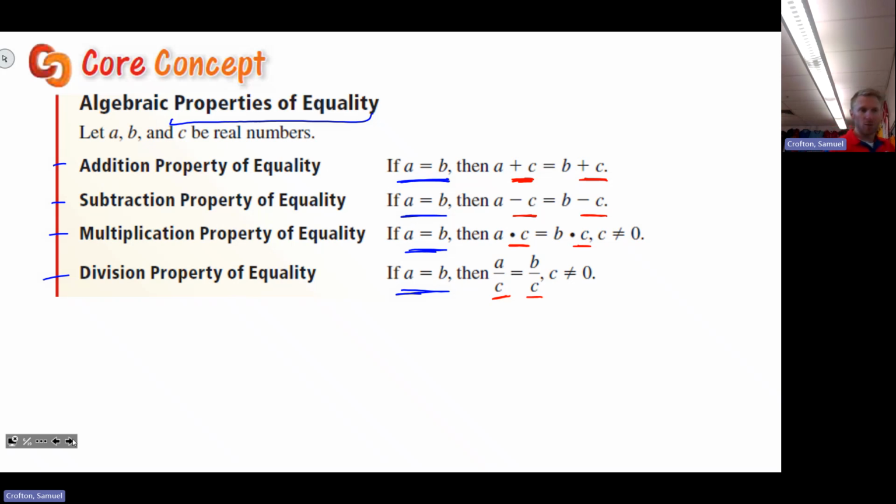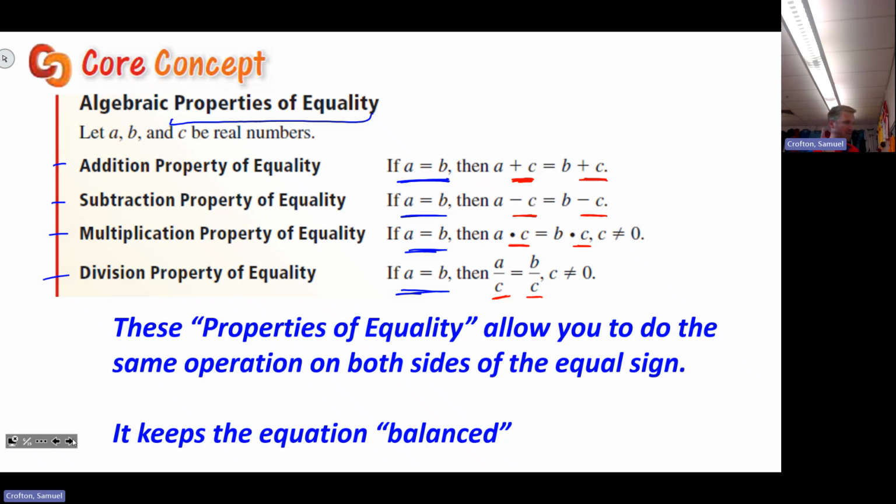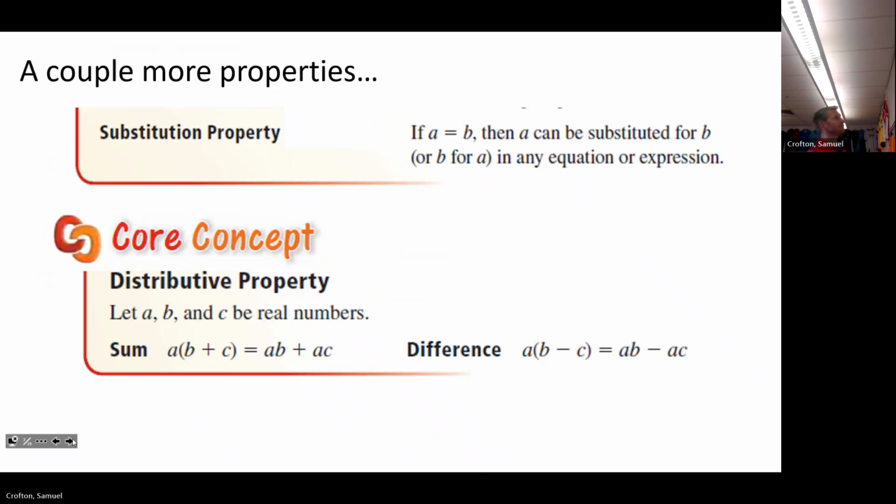So it's something that we do very often when solving algebraic equations, but this is just the name that we're giving to it, the addition property of equality, and so forth. So just keep in mind, again, the property of equality just allows you to do the same operation on both sides. It keeps the equation balanced. We're just putting a name to something that we know.